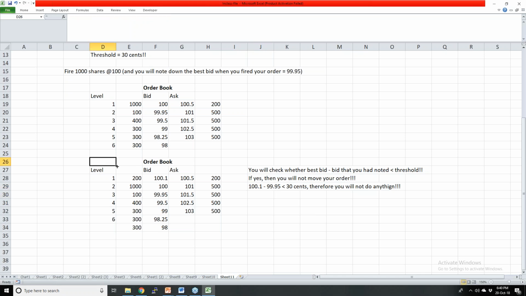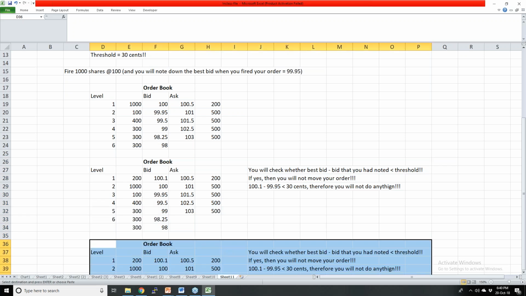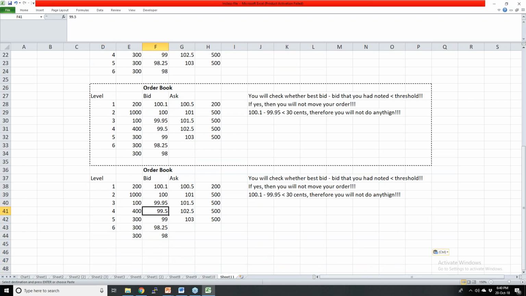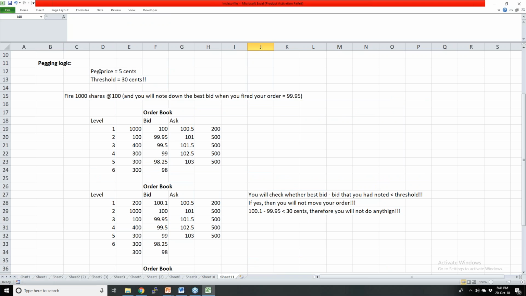Right. If there's another guy who comes and moves it to 100.2, right? Then also you will not do anything, right? Because this is less than our limit. What is 30 cents? 30 cents is the threshold, right? This is the threshold after which you will move your pegged order, right?